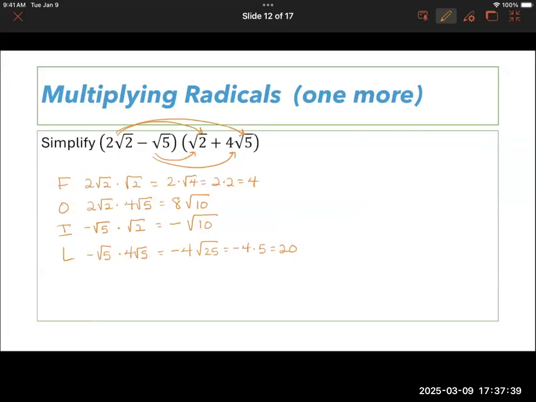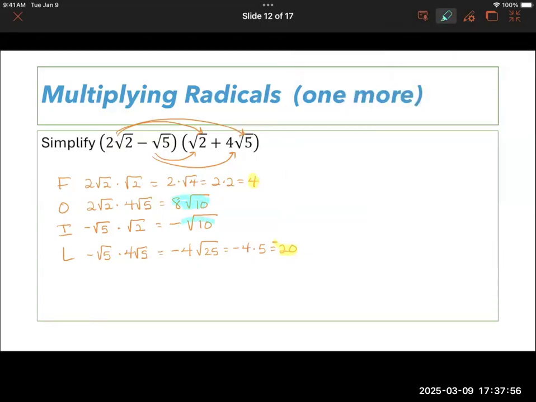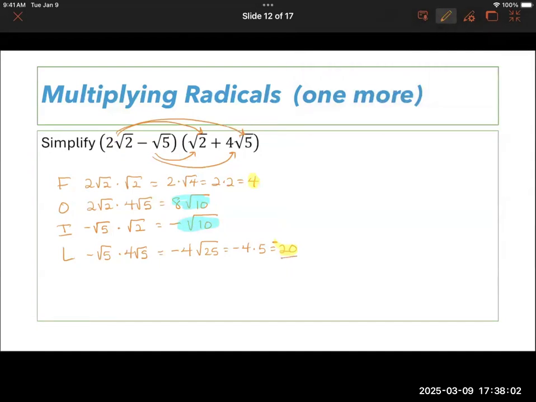So if we put that all together, negative 20, there we go, sorry. If we put that all together, we've got 2 terms that end up just being numbers, and 2 terms that are not only radicals, but they are like radicals. So we should be able to combine those. So the negative 20 with the 4 gives us a negative 16. And the 8 root 10 with a negative 1 root 10 means you're going to end up with a 7 root 10. So that would be your solution.